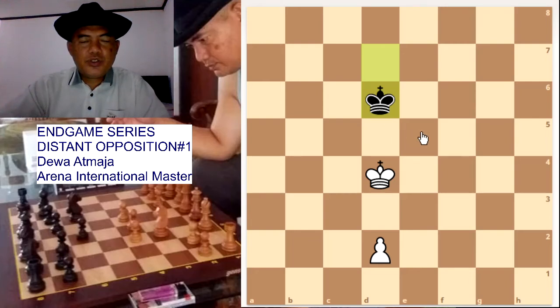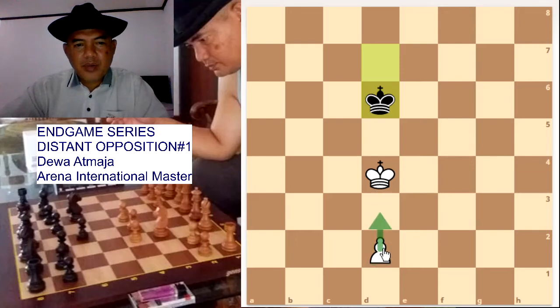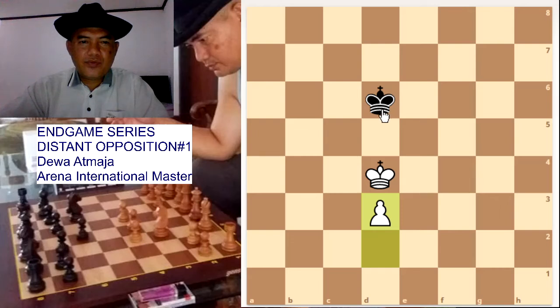In this position, although black has the opposition, white has an extra move. By moving his pawn, black is now put in zugzwang. So black has to move either to the left or to the right, or even retreat his king to the seventh rank.